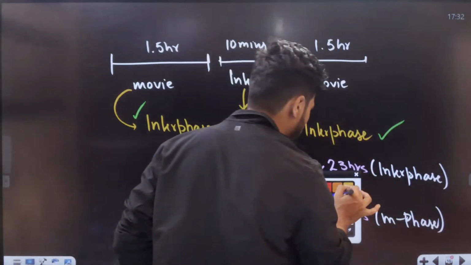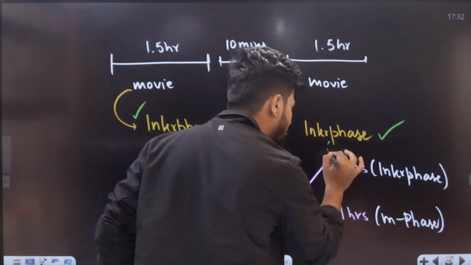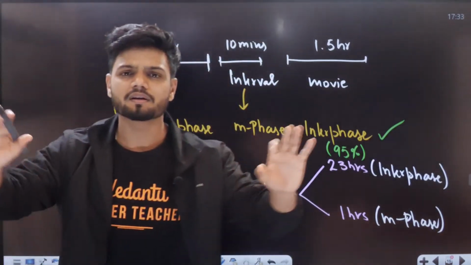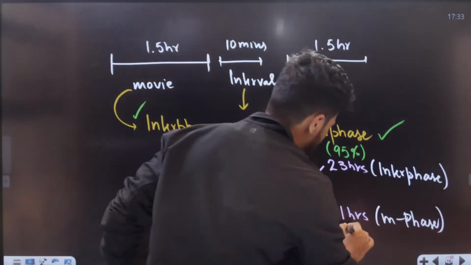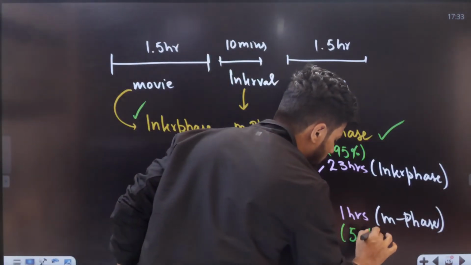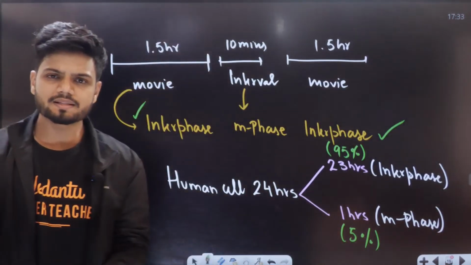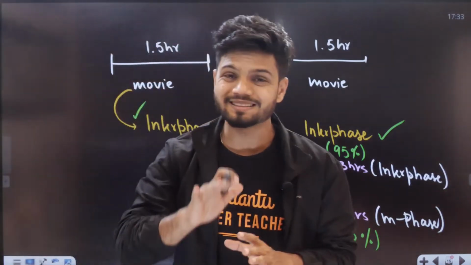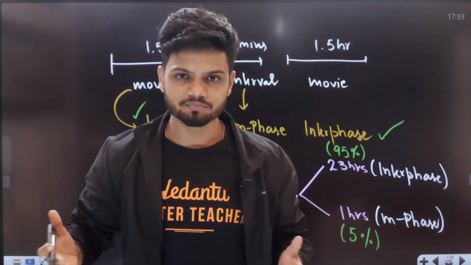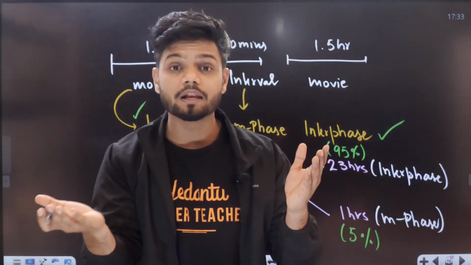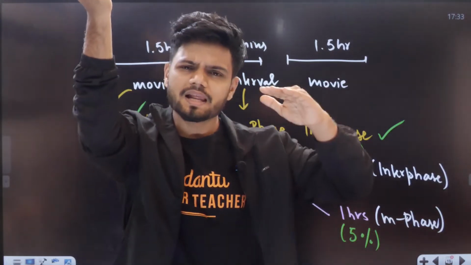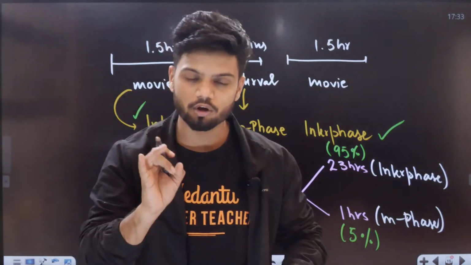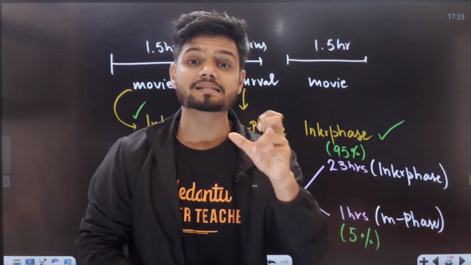Let me tell you one more perspective. This 23 hours, approximately 95% of the time, it is in interphase, it is just resting. And this 1 hour, approximately 5% of the time, it is in the M phase. Is this easy to understand? Yes or no? Tell me, students. So the whole takeaway concept should be: in a cell cycle, interphase is there, M phase is there. The longer time duration is for interphase, less time duration is for the M phase. Is that takeaway good enough for all of you? Did all of you understand the basic concept of the cell cycle?